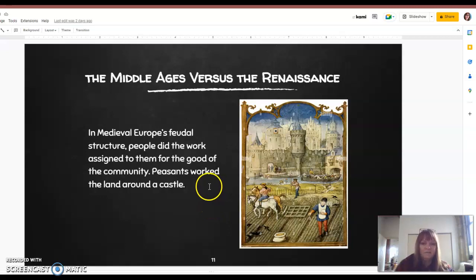So Middle Ages versus the Renaissance. If you recall, in our Canterbury Tales unit, we talked about this feudal structure, right? Where people did the work assigned to them so that it benefited the whole community. Well, that's ideally how it was supposed to work, right? So the peasants worked the land around a castle. In return, they got protection from the lords and knights. And supposedly everybody works together for the benefit of the community.